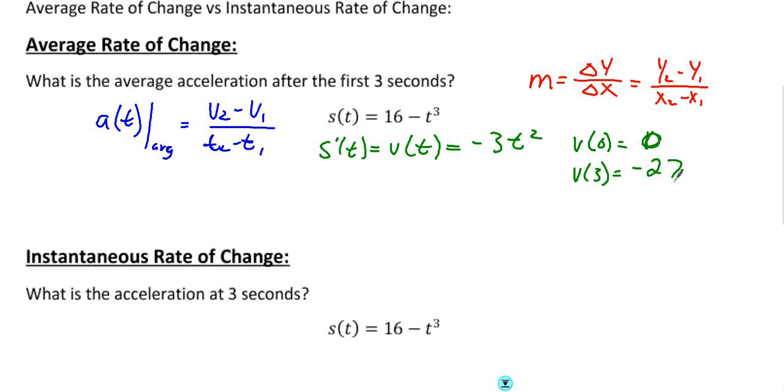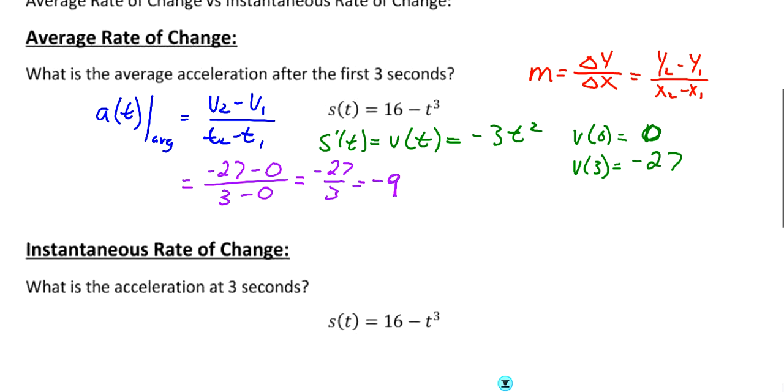So now we plug in to our average acceleration equation. So v2 is negative 27 minus 0 over 3 minus 0. So you get negative 27 over 3, or negative 9. Negative 9 is my average acceleration from 0 to 3 seconds. Okay? Now, that's if it's asking for an average rate of change, average acceleration.